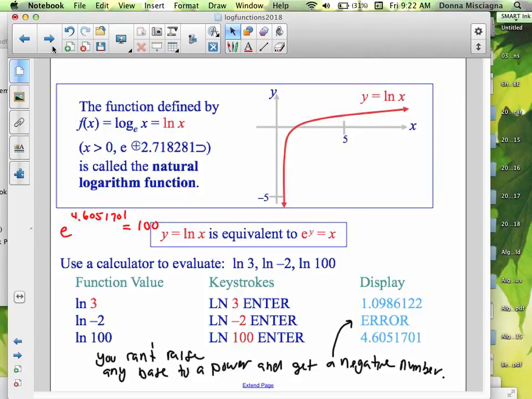And since 3 is just a little bit larger than e, we would expect something that's just a teeny bit larger than 1. If you try to take the natural log of a negative number, you get an error message, because you can't raise a base to a power and get a negative number. Natural log of 100, you get 4.6051701, which would mean that e to the 4.6051701 power would give you 100. Any questions on just some real basics about the calculator and those 2 bases?